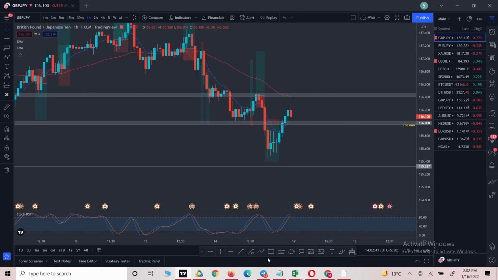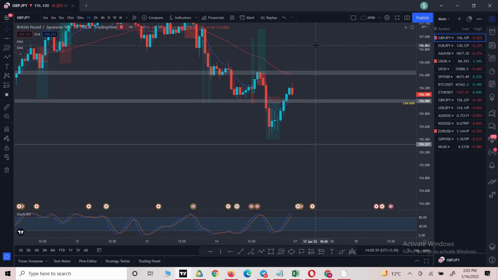If that doesn't happen and the price does not retest that area and just tries to find support here and continue higher, in that situation as well, there might be a possibility that the price gives us an opportunity like this in this area. So that's going to be possibility number 2.